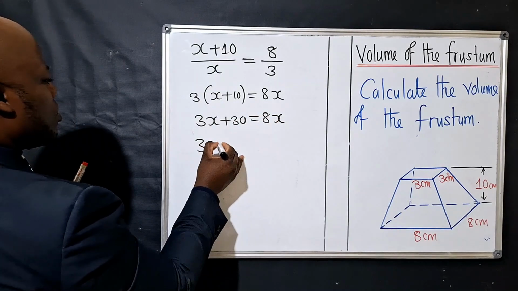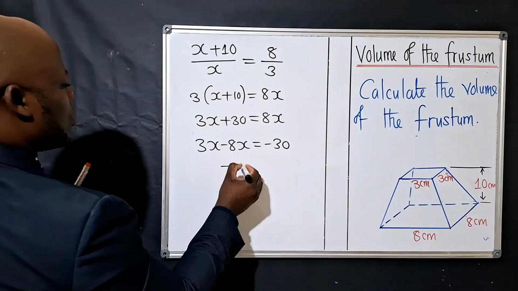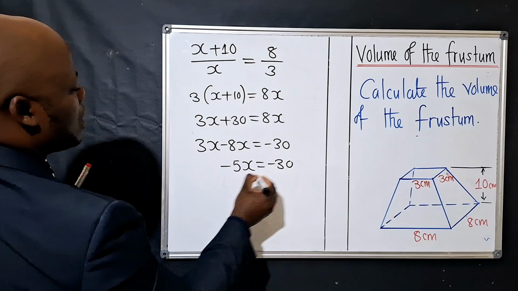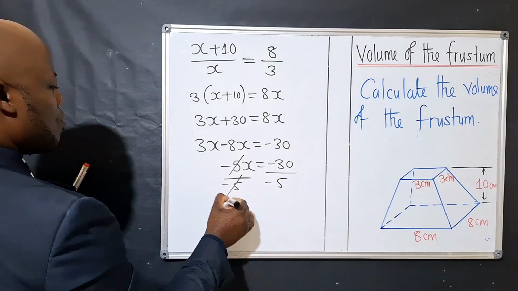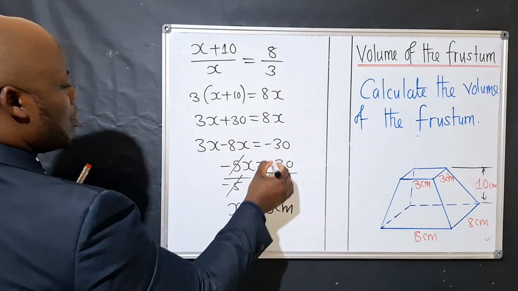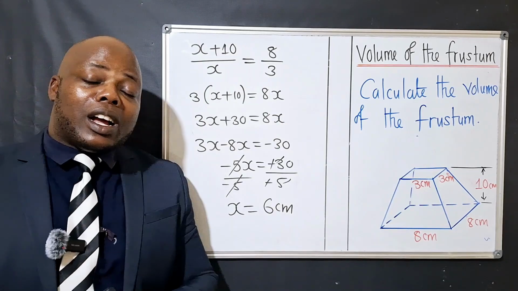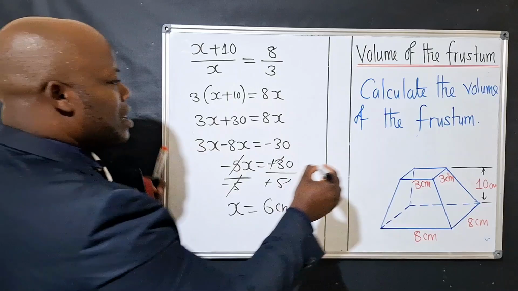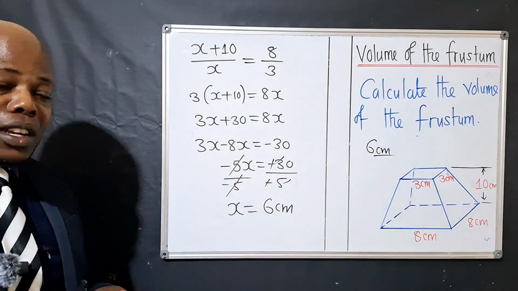We group the like terms. This is what we have right over here. So this is negative 5x, which is equal to negative 30, divide by negative 5 by negative 5. These two will go. The value of x will be equal to 6 centimeters. So the height of what has been cut is 6 centimeters. Well and good. So we know that 6 centimeters is the height of what has been cut, the value of x.